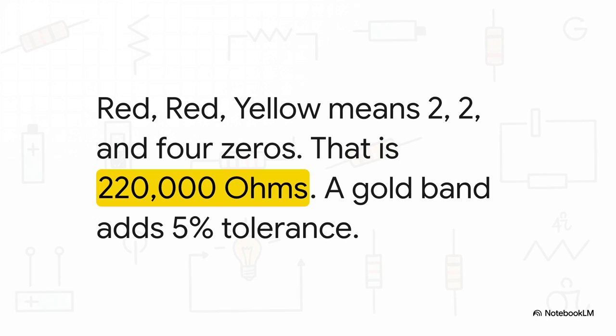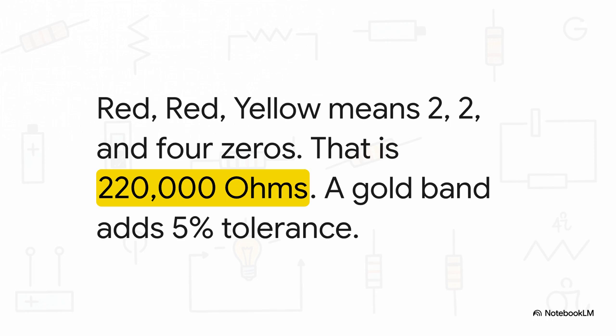Let's actually decode one together right now. Imagine you're holding a resistor with the bands red, red, yellow, and gold. Okay, first band is red. Check the chart, that's the number 2. Second band is also red, so another 2. The third band is yellow, which is our multiplier, meaning we add 4 zeros.